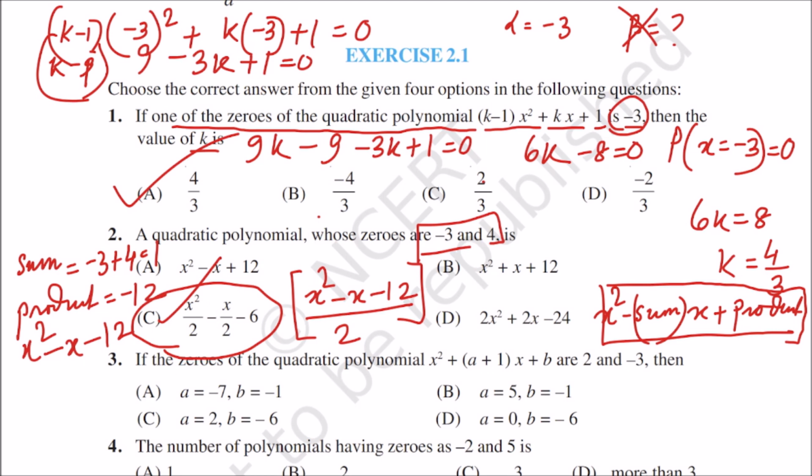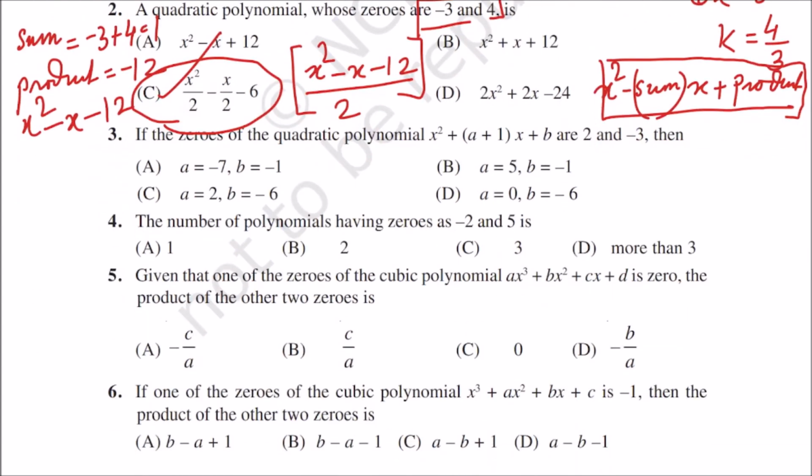Now coming to question number 3. If the zeros of the polynomial x square plus (a plus 1)x plus b are 2 and minus 3, then what is the value of a? What are a, b? Our options are given: a minus 7, b is minus 1; a 5, b minus 1; a 2, b minus 6; a 0, b minus 6.